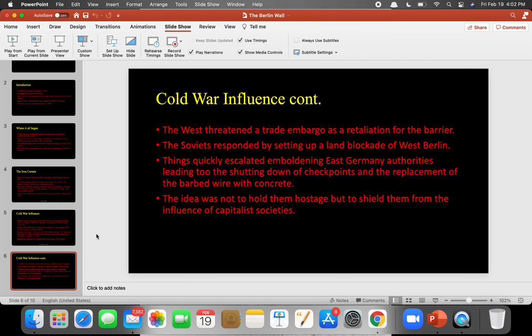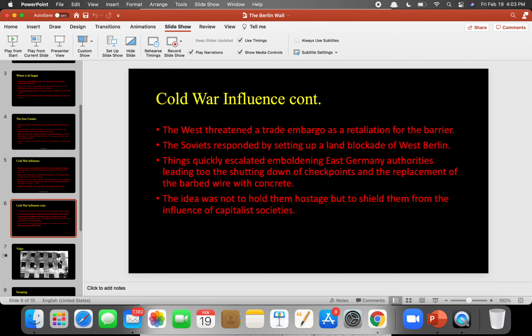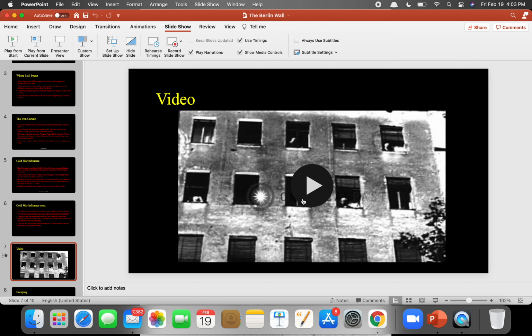Cold War influence continued. The West threatened a trade embargo as retaliation for the barrier. The Soviets responded by setting up a land blockade of West Berlin. Things quickly escalated, emboldening East German authorities, leading to the shutting down of checkpoints and the replacement of the barbed wire with concrete. The idea was not to hold them hostage, but to shield them from the influence of capitalist societies. And now I have a little video that kind of explains it a little better.